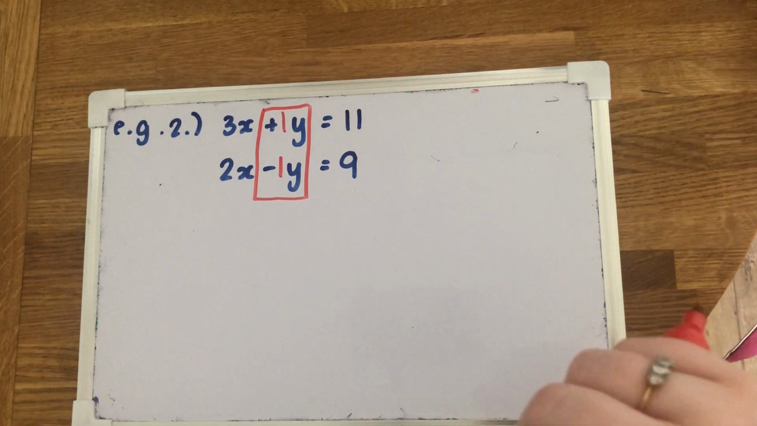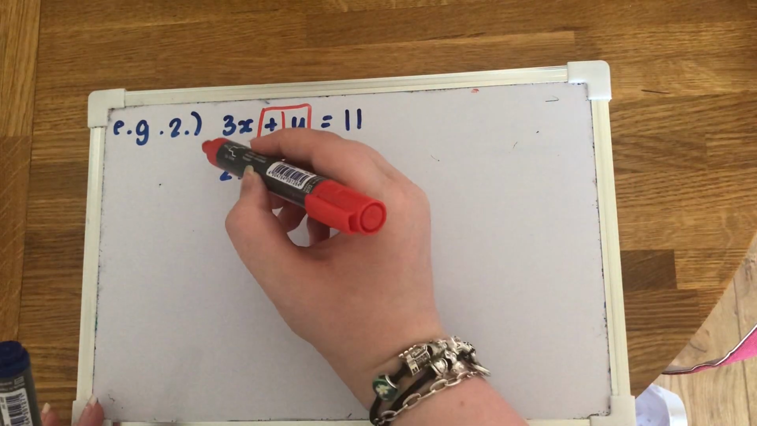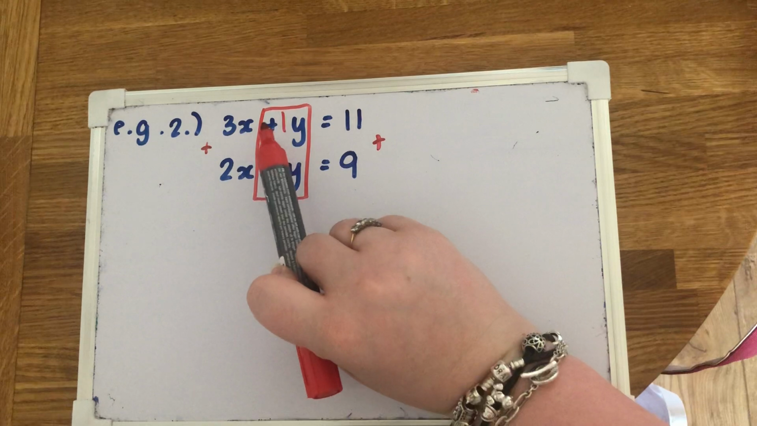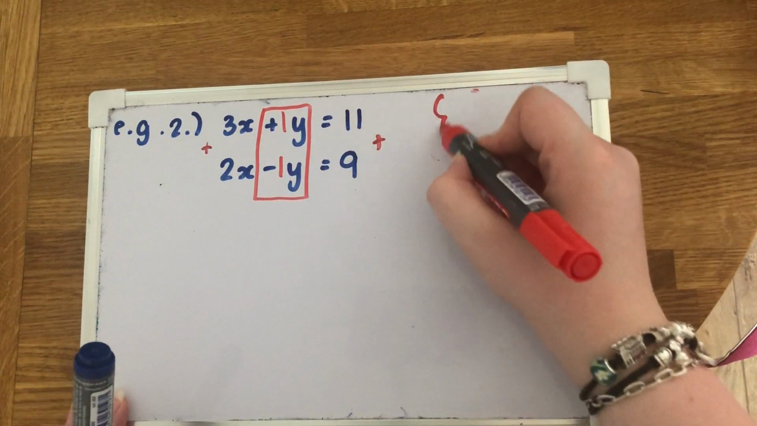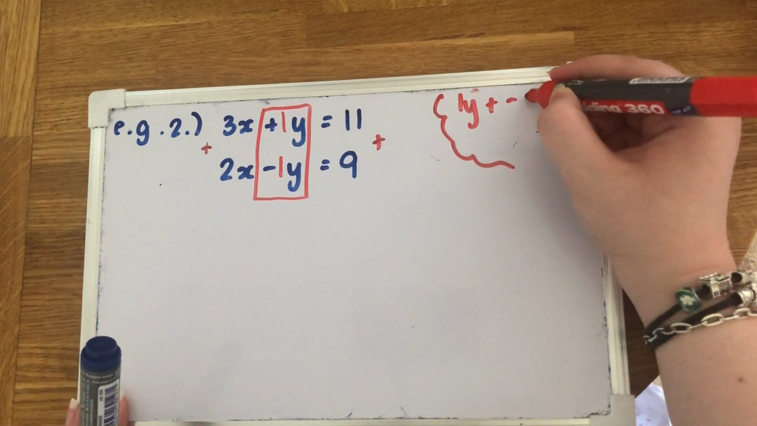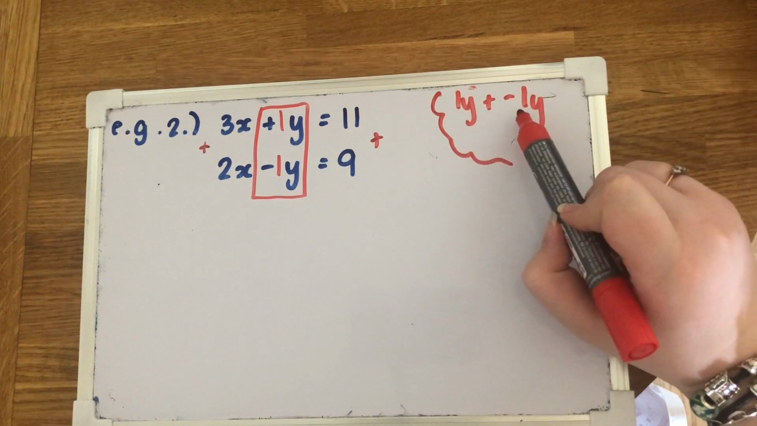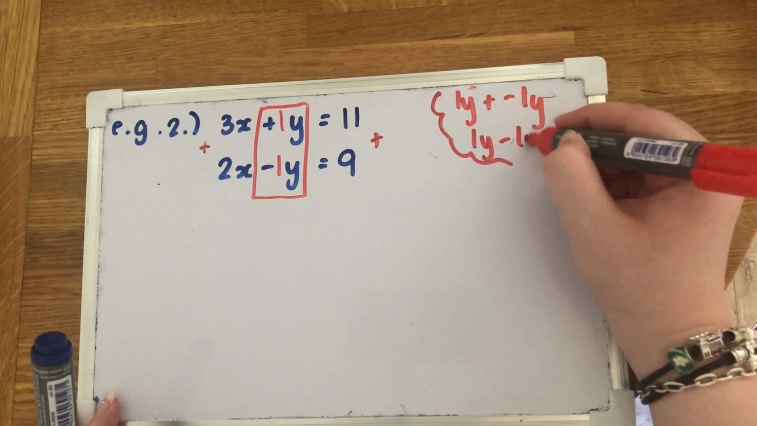So we need to now try and eliminate the y's. Okay, so if we added them together, so 1y add negative y, I'm going to do it over here in a little bubble. So 1y add negative 1y. If you remember these signs, if you add a negative, that will just be subtracting it.